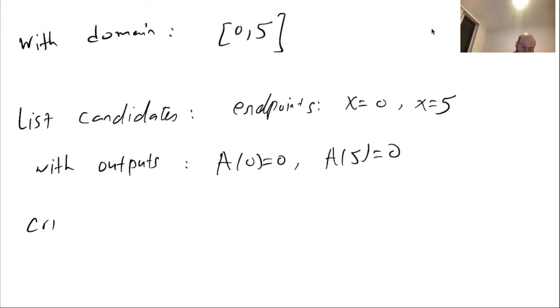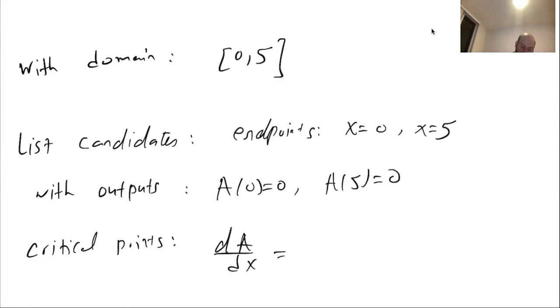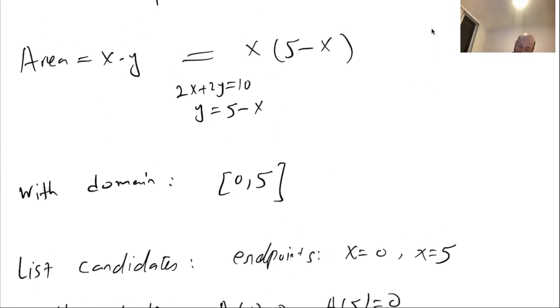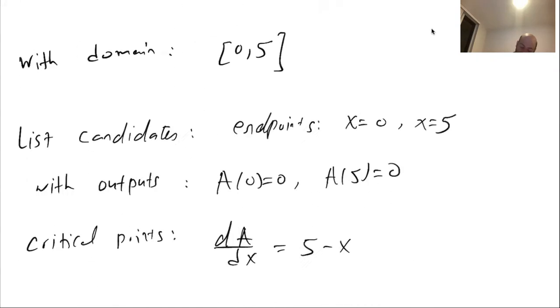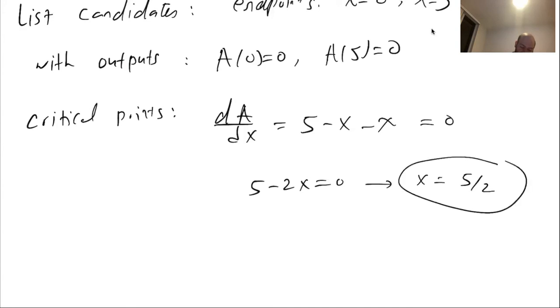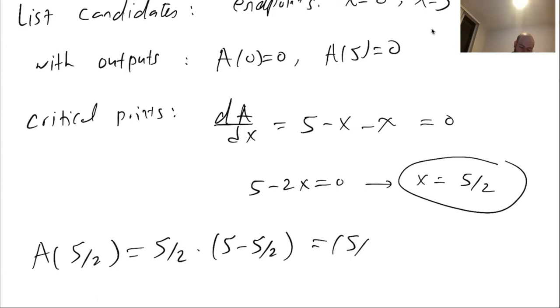And what about critical points? For critical points, I need to differentiate with respect to x. So I can use the product rule. Derivative of first function is 1 times 5 minus x. Derivative of x is 1. And then derivative of 5 minus x is minus 1. So minus x equals 0. That means 5 minus 2x equals 0. X equals 5 over 2. So a of 5 over 2 will be 5 over 2 times 5 minus 5 over 2. So that's 5 over 2 the whole squared.